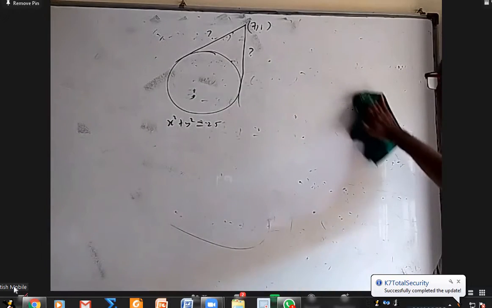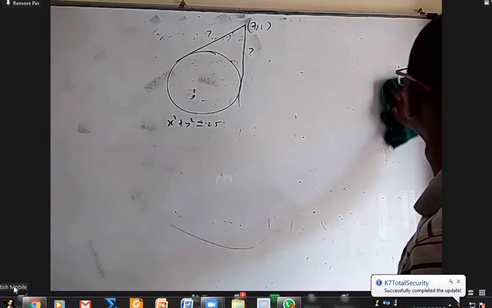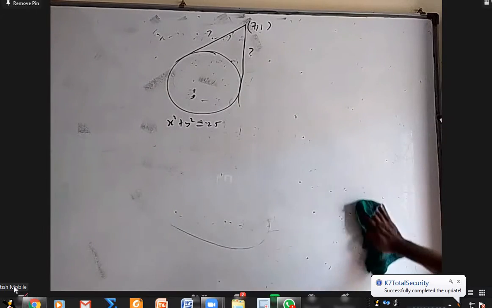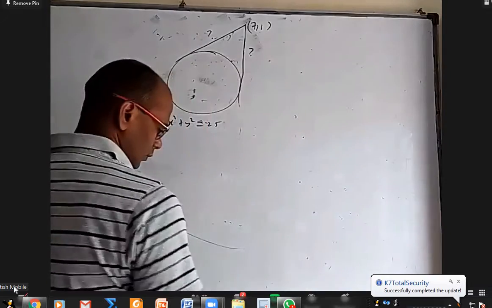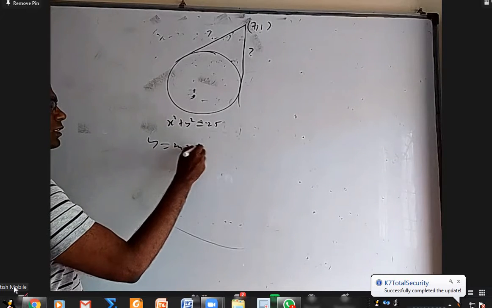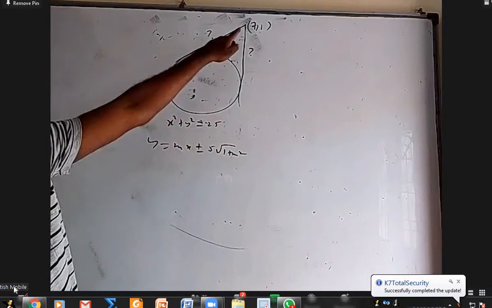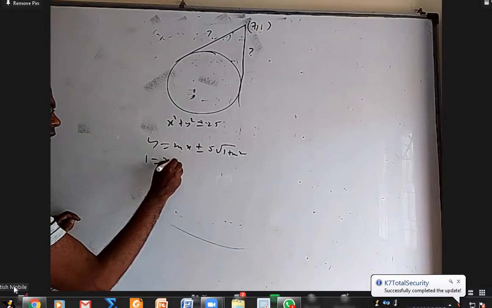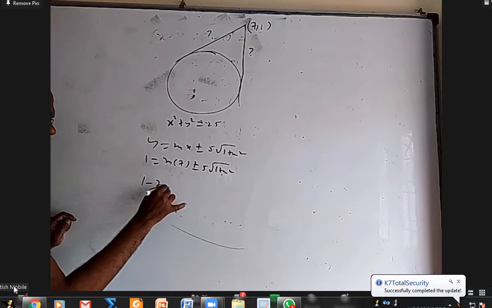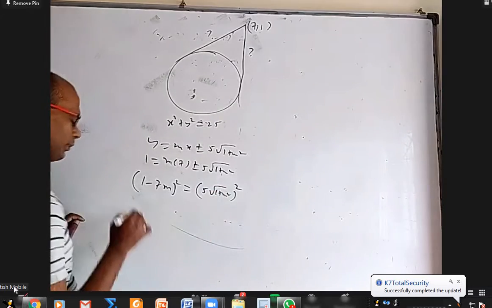Okay. How did you do it? Sir, I took one of the slopes as m and then substituted it in the equation y equal to mx plus minus r under root 1 plus m square. Yes, correct. The general tangent is y equal to mx plus minus 5 root 1 plus m square. r is 5. It should pass through (7, 1). Substitute: 1 equal to m into 7 plus minus 5 root 1 plus m square. Bring this side and square it. 1 minus 7m whole square is 5 root 1 plus m square whole square.